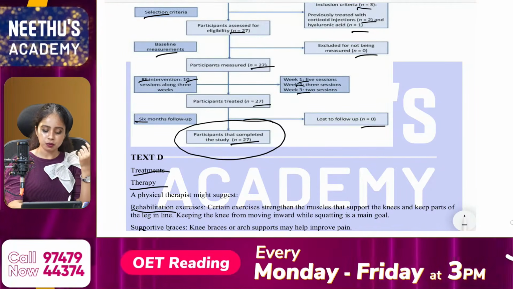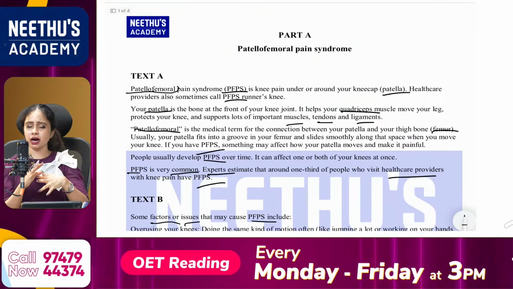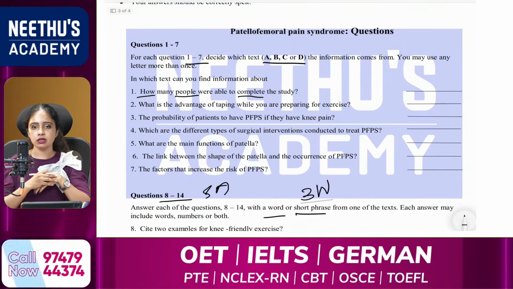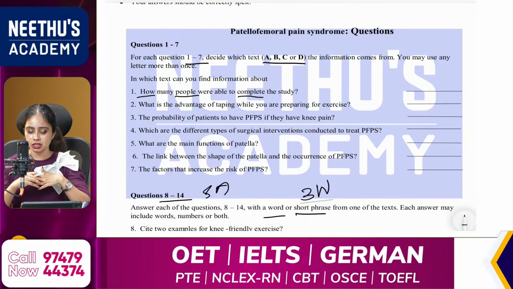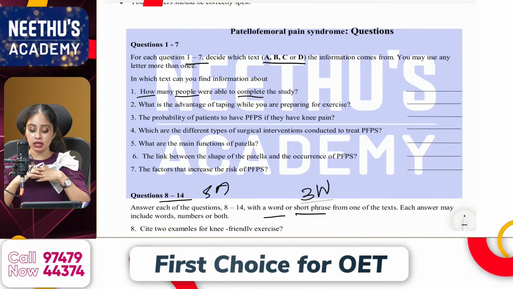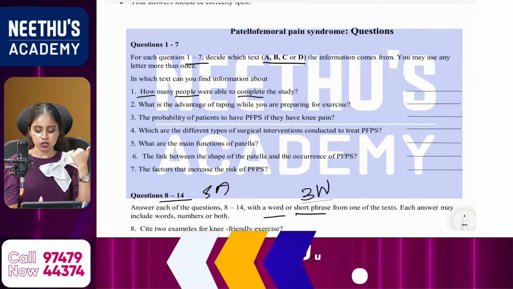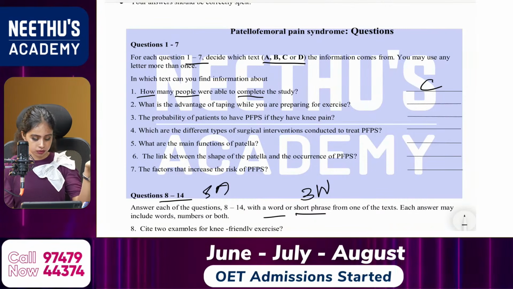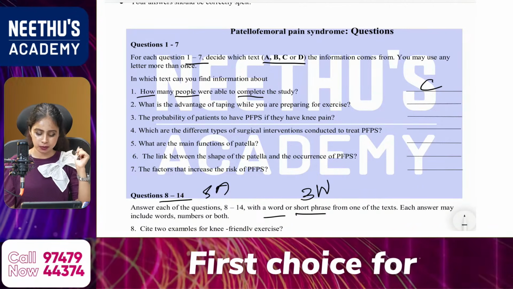So while you do part A, the only thing that will help you is your keywords from the question as well as from the 4 texts. The keywords are going to help you. So that answer is from text C. Second one, Reba and Jansi, very good, text C.